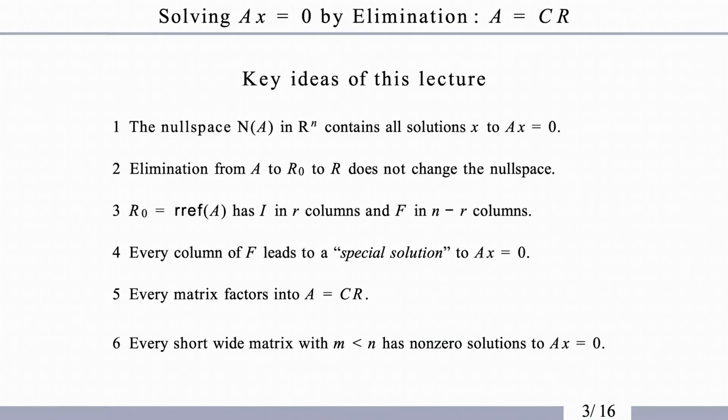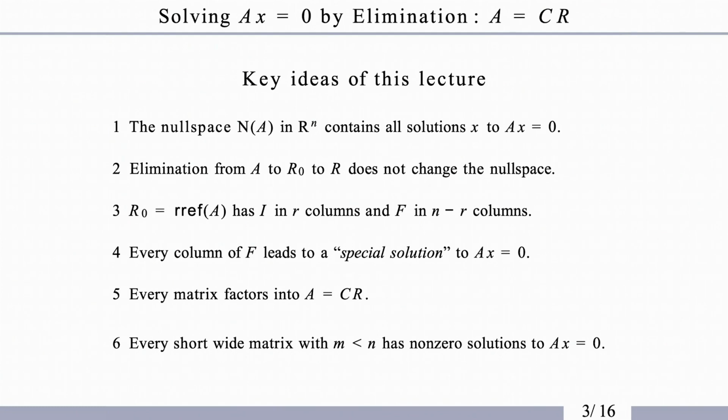So, okay, here are key ideas of the lecture. The null space, now you see it in writing, is all the solutions x to AX equals 0. Remember, x is a vector. And elimination is the key, and it keeps the same null space. And the MATLAB command is RREF of A. That's the command that does elimination. And we'll see the identity matrix. We'll see a matrix F.